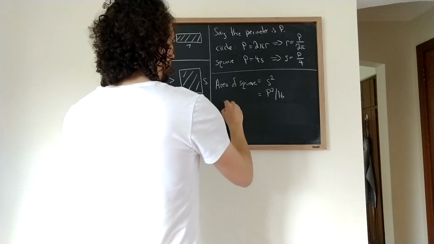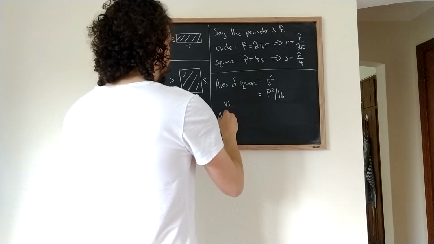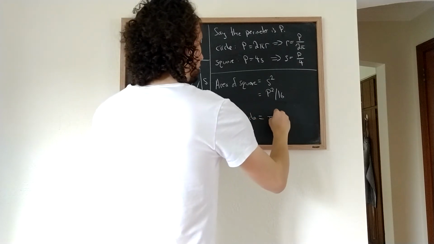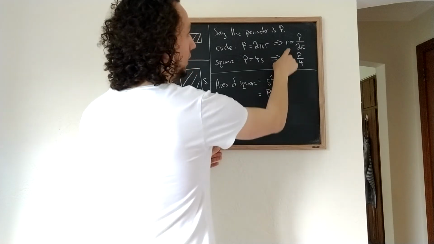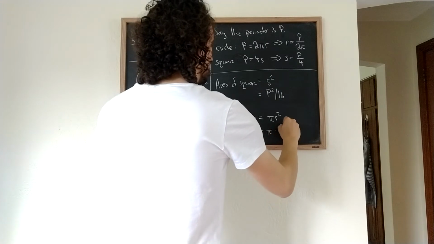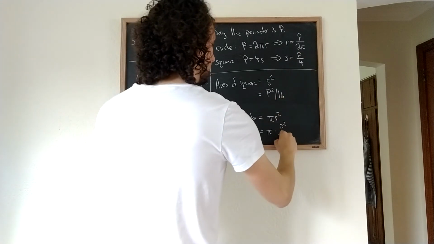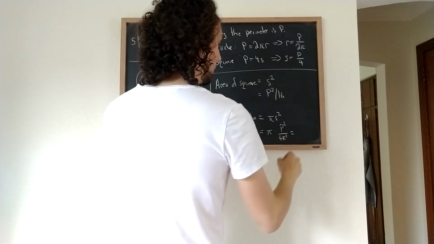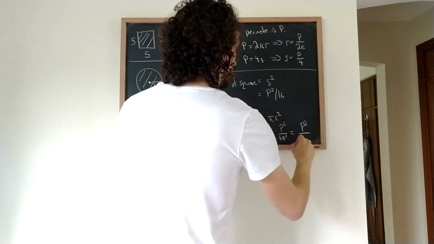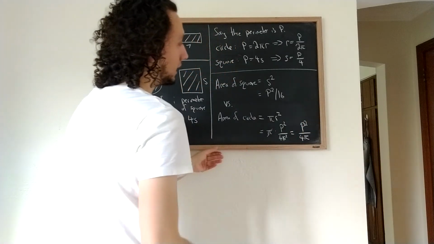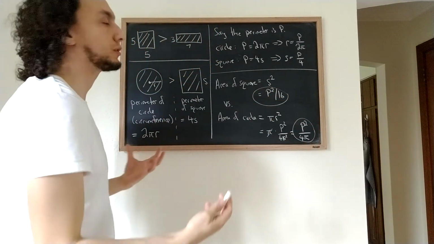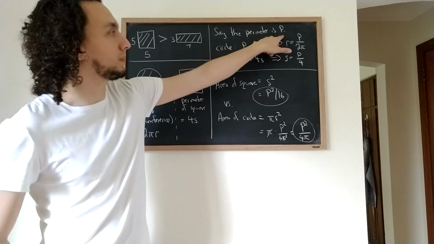And now we can compare that versus the area of a circle, for which we use the formula pi r squared, and our value for r here is p over 2 pi, so this is pi times p squared over 4 pi squared, which gives us, if I cancel this pi with one of these pi's, p squared divided by 4 pi. So I've got the area of my square and the area of my circle, both of which were created to have the same perimeter of p.